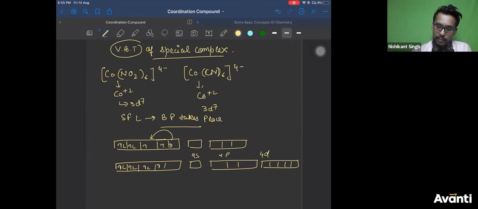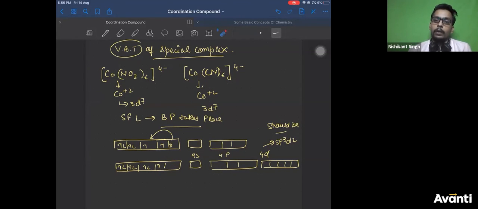And then we can say our hybridization should be sp3d2. It should be sp3d2. Correct? It should be ideally. Yes or no? And if it is sp3d2, you are not getting 2 d orbitals empty, then why is back pairing taking place? Then we should not do back pairing also. Then we should get 3 unpaired electrons. Magnetic moment should be how much?